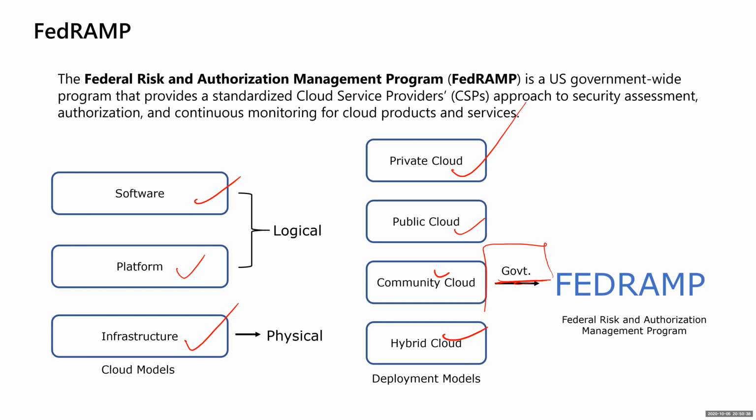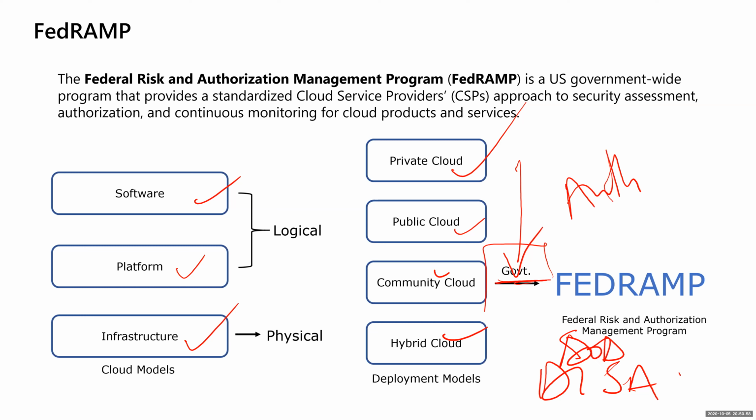FedRAMP is responsible for authorizing all cloud providers that are going to be used by the government. DISA is responsible for authorizing all cloud service providers that are going to be used around the DoD space. But the Intel community does not, they are still agencies of their own.